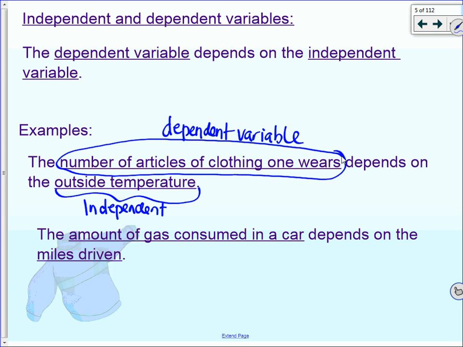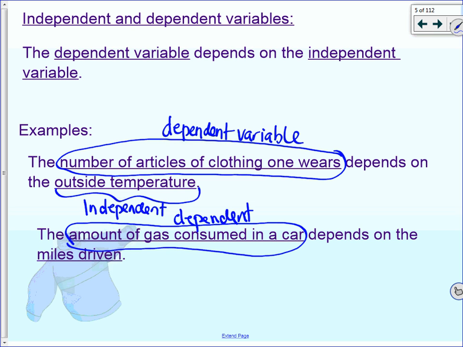Next, the amount of gas consumed in a car depends on the miles driven. So the more miles you drive, the more gas you consume. Right? So this would be the dependent variable, and this is independent.